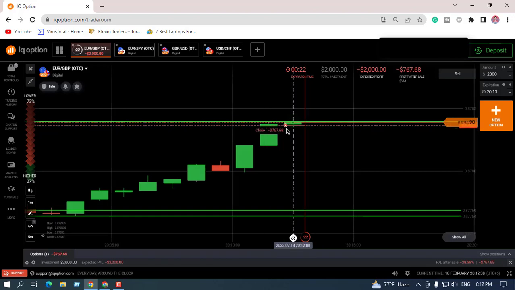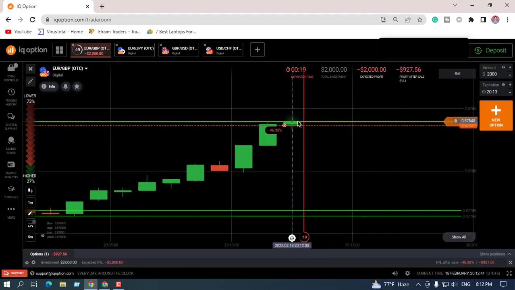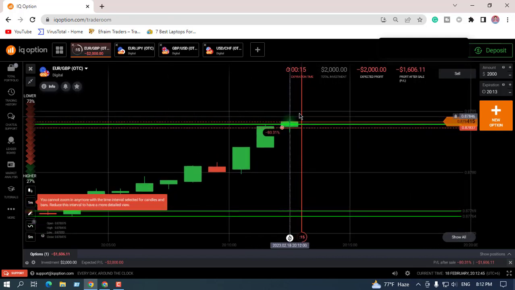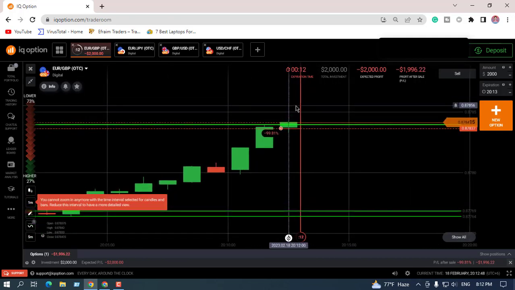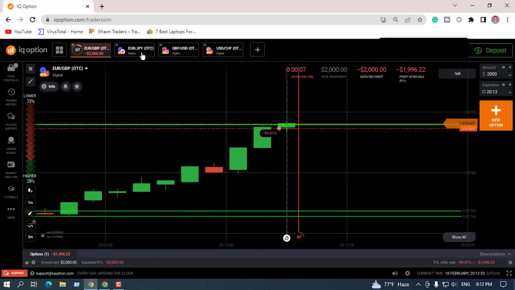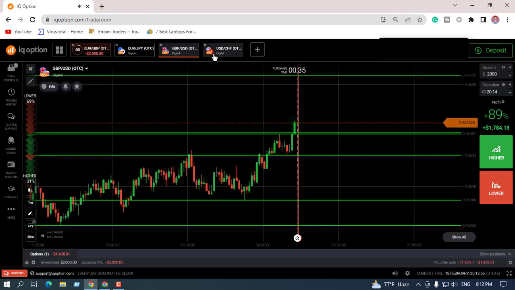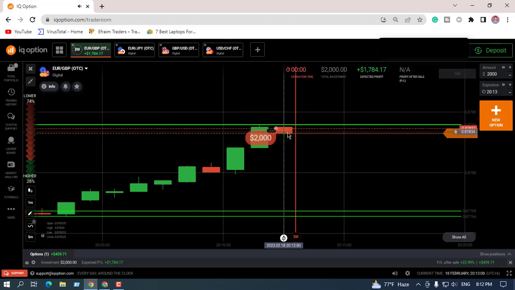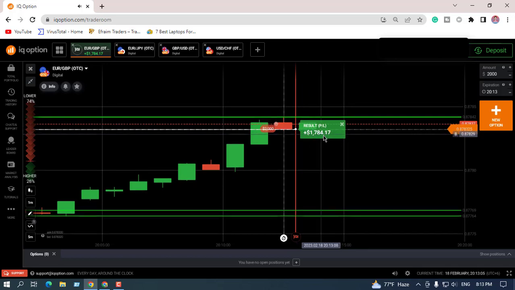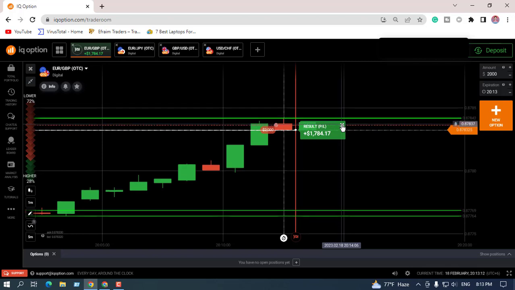If the market breaks this level, I have gone with up. Okay, trade up. Let's see the result. Okay, I won this trade, very good. I have a profit of $700.